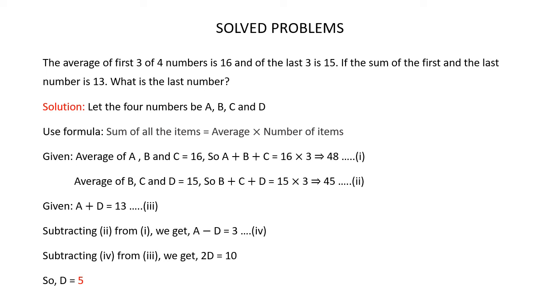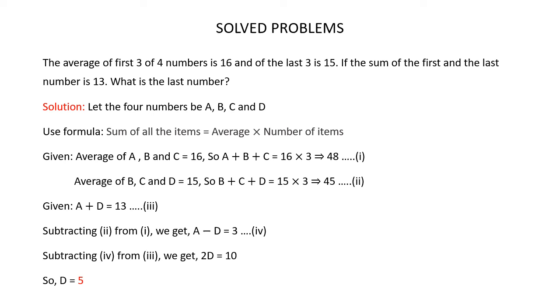You know that the formula to find sum of the items is equal to average multiplied by number of items. Now it's given that the average of the first three numbers is 16. That is, the average of A, B and C is 16. So the sum of A, B and C is equal to the average of A, B and C multiplied by 3, that is 16 multiplied by 3, which is 48. So 48 is the sum of the numbers A, B and C. So A plus B plus C is equal to 48. This is equation 1.